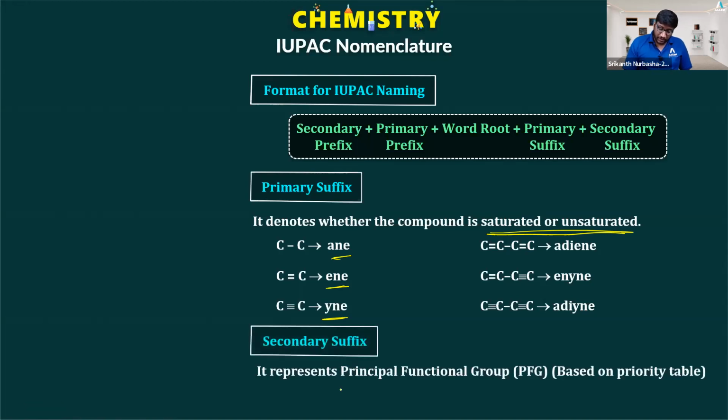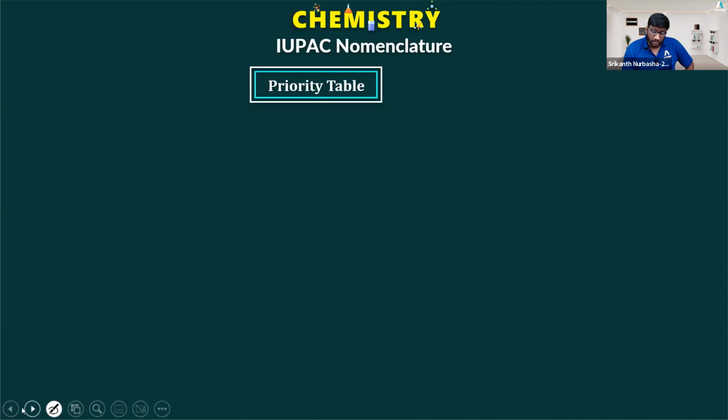And secondary suffix will give idea regarding the principal functional groups based on the priority table. So we have to use the secondary prefix first, whatever substituents are there. Then primary prefix, if there is a cyclic group, cyclo you have to use. Root word, number of carbon atoms, you have to write. Then primary suffix, that is type of carbon-carbon linkage. Then secondary suffix, writing the principal functional group, based on the priority table.